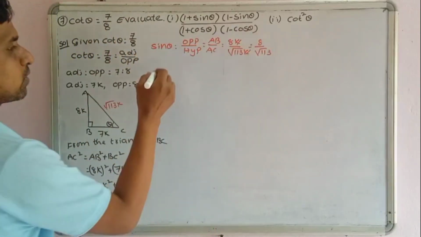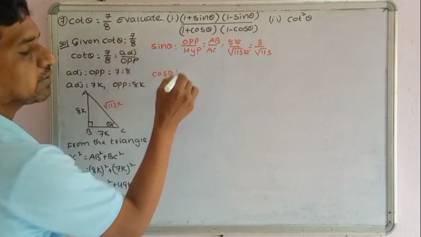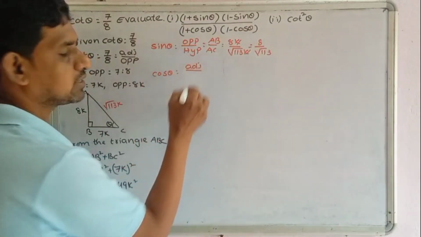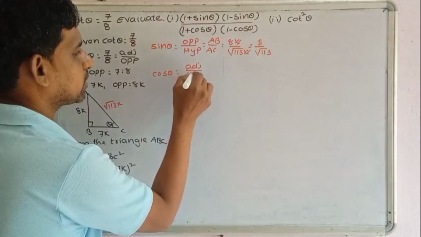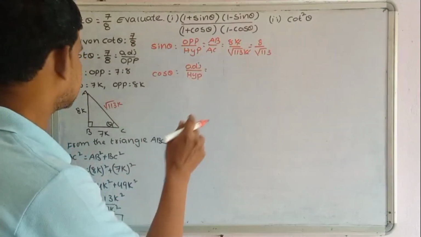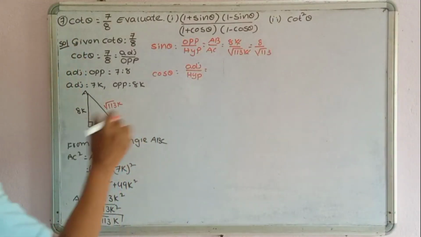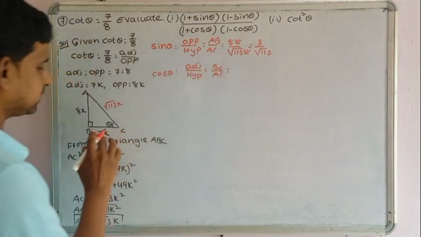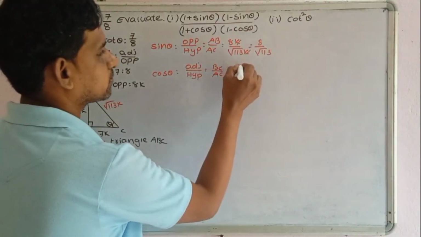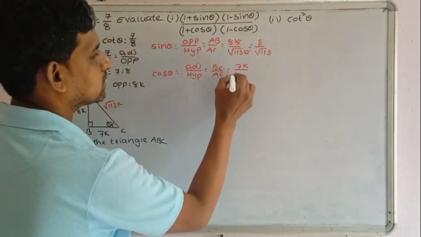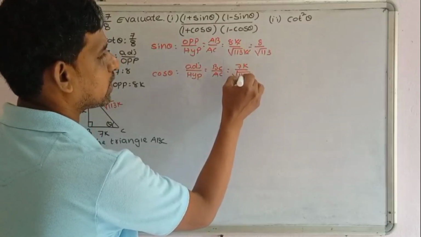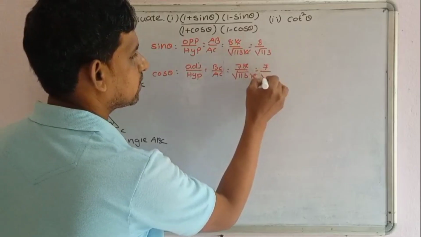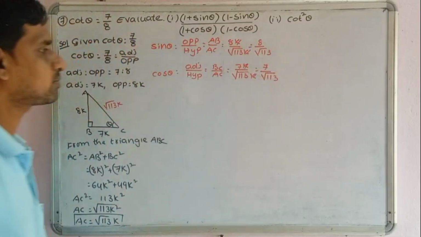Next, cos theta. Cos theta formula, side adjacent to theta by hypotenuse. So side adjacent to theta is 7k, that means BC. BC by hypotenuse AC. BC value is 7k. Hypotenuse is AC, that is square root of 113k. Here also k gets cancelled. 7 over square root of 113.